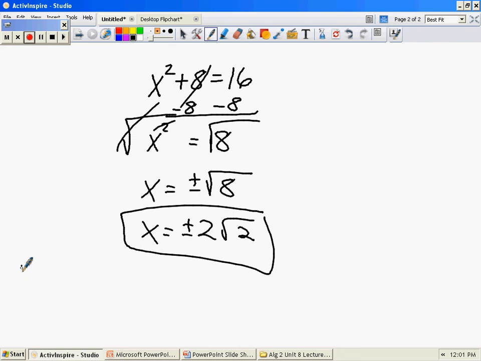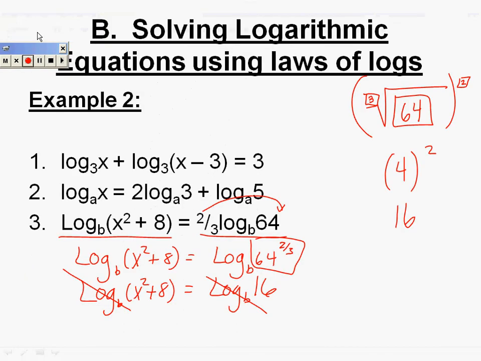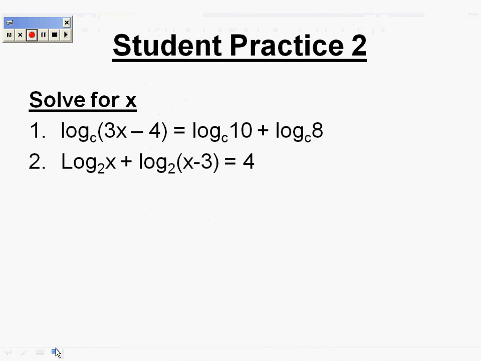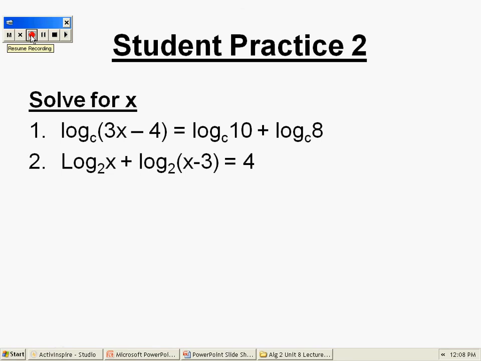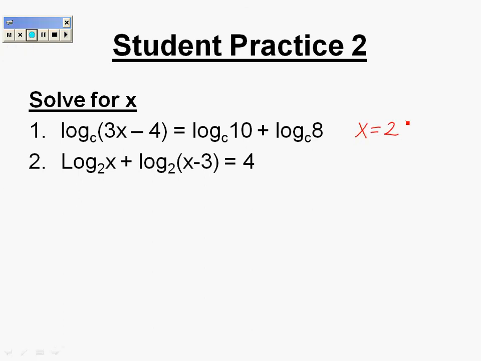All right, so let me have you guys try a few. So there's 2 problems for you. One of each type. One that has logs on both sides and one that has log on one side. Go for it. Okay, guys, I'm going to go and put the answers up here. For the first one, you should be getting x equals 28. For the second one, you should be getting x equals 3 plus or minus the square root of 73 over 2.